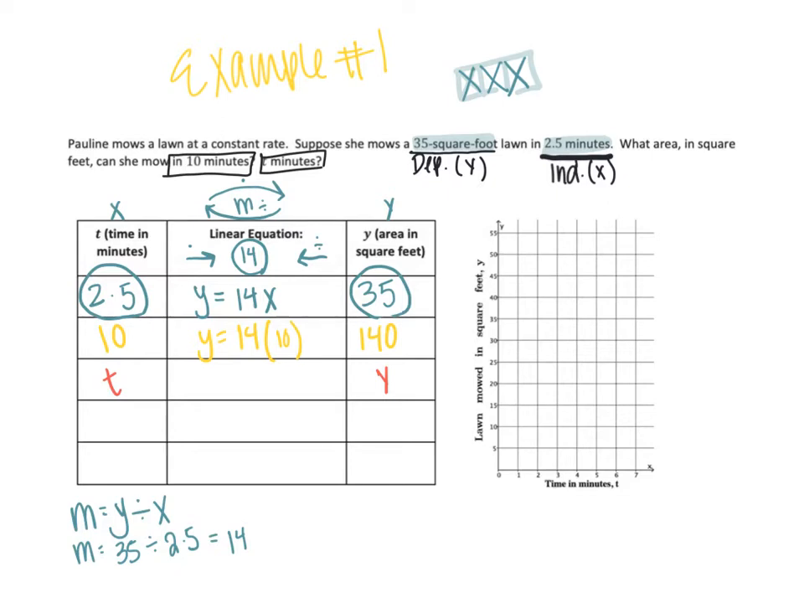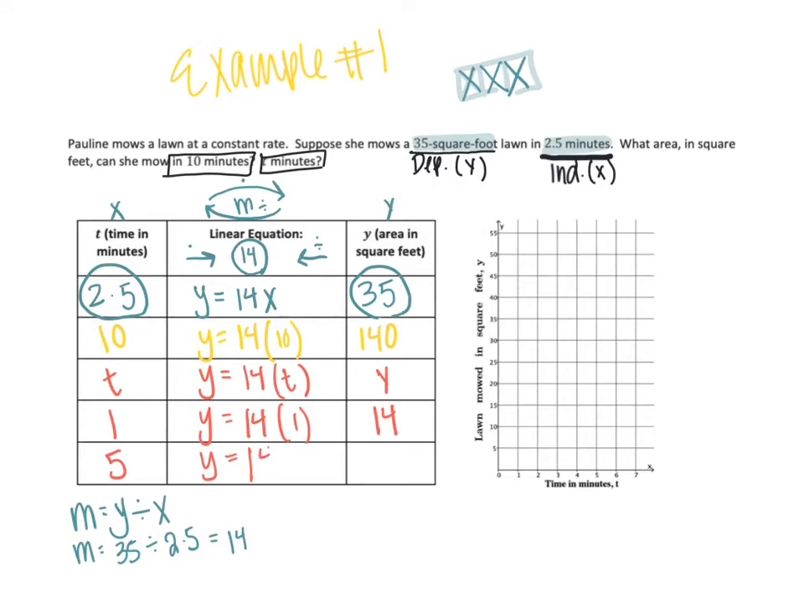It then goes on and says, what about t minutes? So I know that y equals 14 times whatever t is. So however much time you have, you just multiply it by 14. That'll tell you how many square feet you could do. So let's say I did 1 minute. So I do my y equals 14 times 1. So I could do 14 square feet in 1 minute. Maybe I did 5 minutes. I would do 14 times, oops, I did 5, 15.